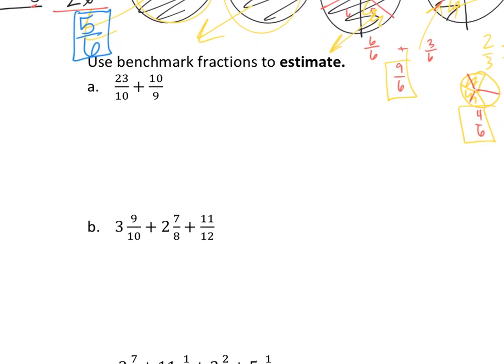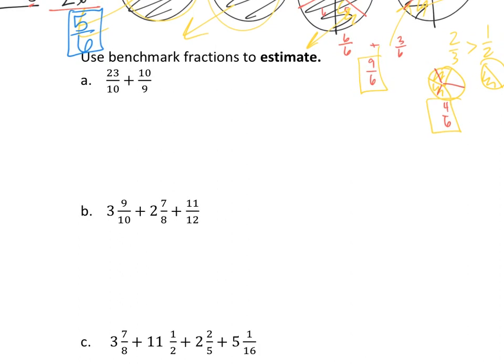All right. For these last 3, it was really just estimating. And so to estimate, we're going to use benchmark fractions, or you could do some other kind of clustering or grouping too of things that look kind of familiar. So first off, when I see 23/10, I see the top is bigger than the bottom, and it's almost twice as big. So that's going to be about 2. And 10/9, that's just a little more than 9 out of 9, so it's just a little more than 1. So my estimate would be about 3.